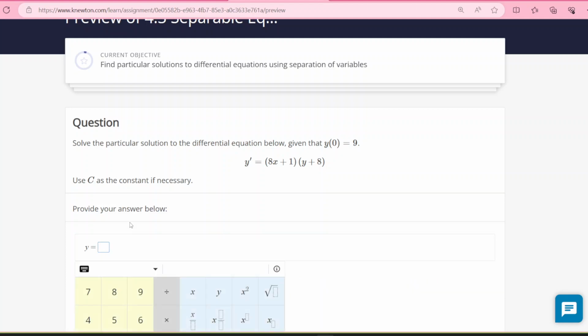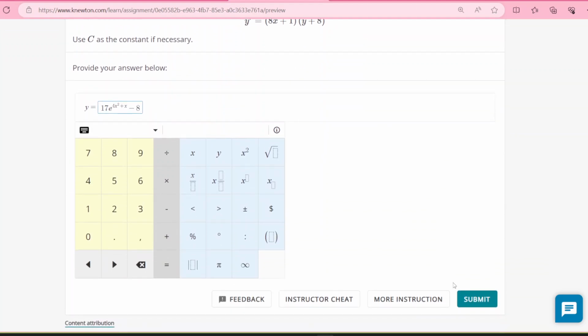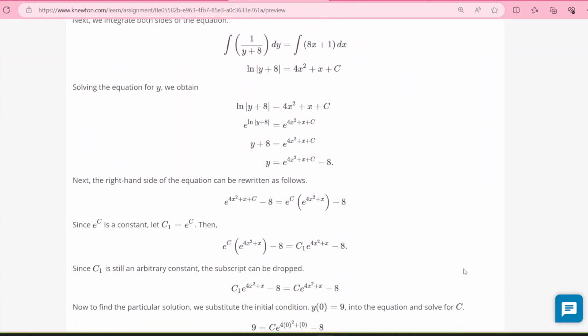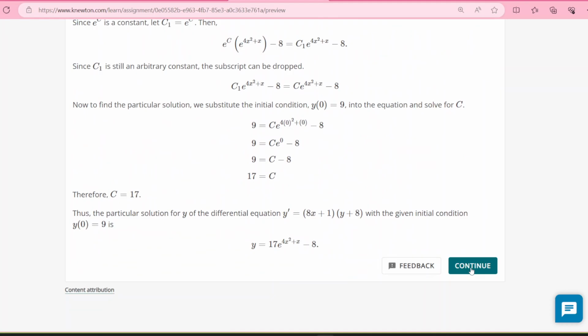So y equals 17 times e raised to the 4x squared plus x power, and then minus 8 after. Wonderful. All right, continuing on.